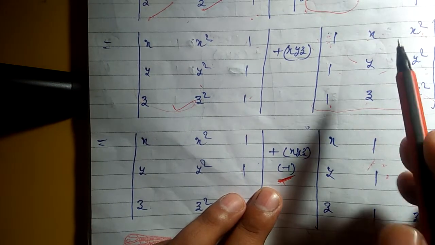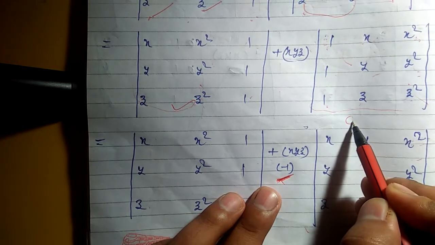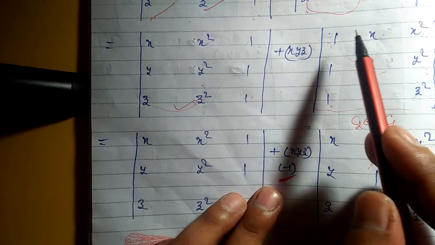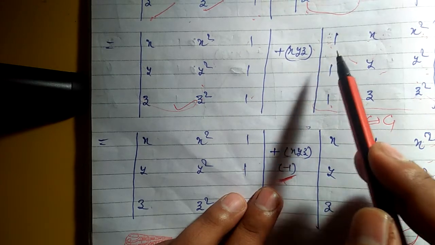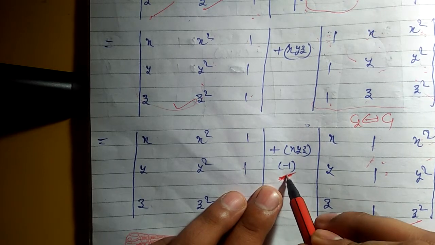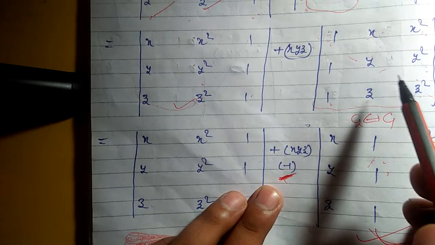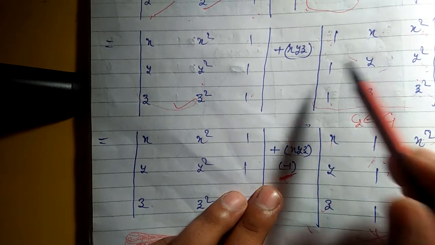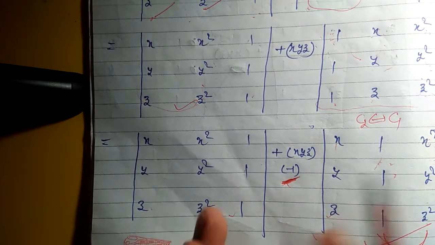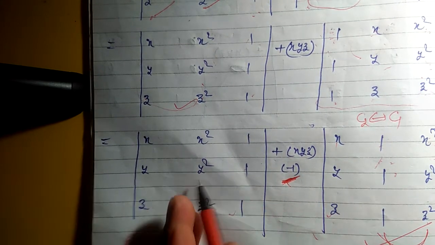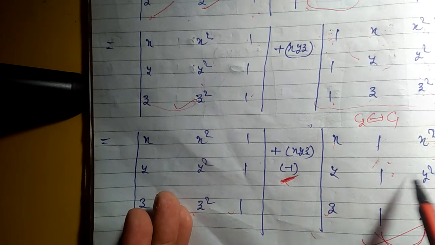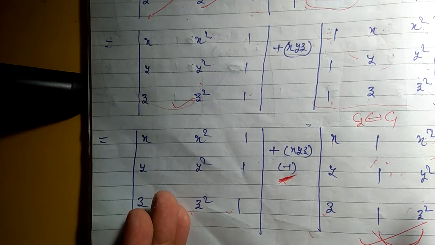So here we apply the property C2 interchange C1, meaning you place the C2 values at the C1 place and the C1 values at the C2 place. Then you get a minus 1 sign outside this determinant. Your new determinant will be x y z, 1 1 1, x square y square z square. Now you can see there is still a difference: x square y square z square is the C2 column here, but in the other determinant it is the third column.